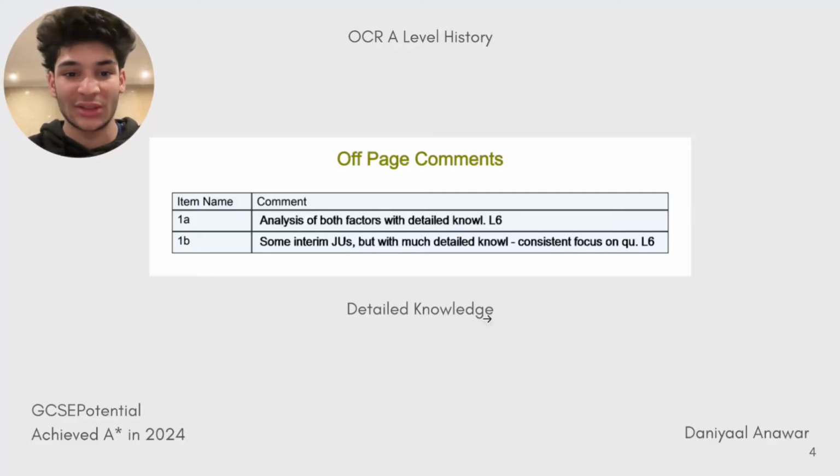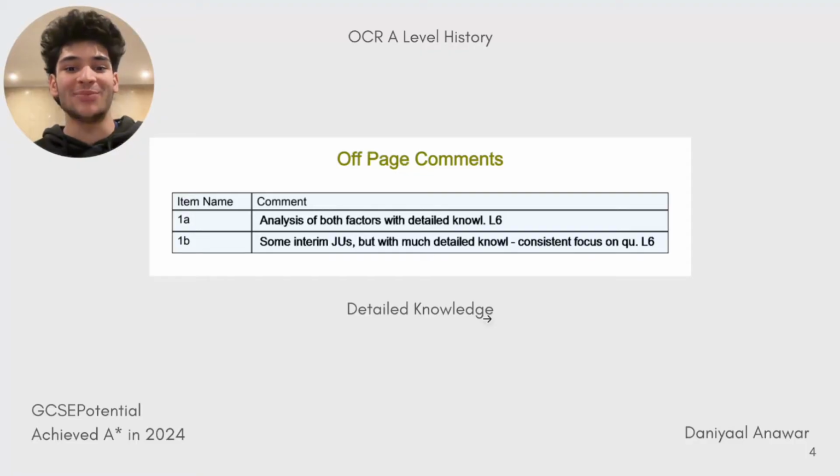So for the first question, the 9 out of 10 that I achieved, they said analysis of both factors with detailed knowledge, level 6, which is the highest band. And then for the second question, which was out of 20, which I achieved 20 out of 20, they said some interim judgments, but with much detailed knowledge, consistent focus on question, level 6. So just to unpick this a little bit, level 6 is the highest band. Interim judgments are where you basically evaluate after you've provided some sort of information and analysis. What I find really weird, by the way, is they said some interim judgments, as if to imply that I could have done more. And despite that, they gave me 20 out of 20.